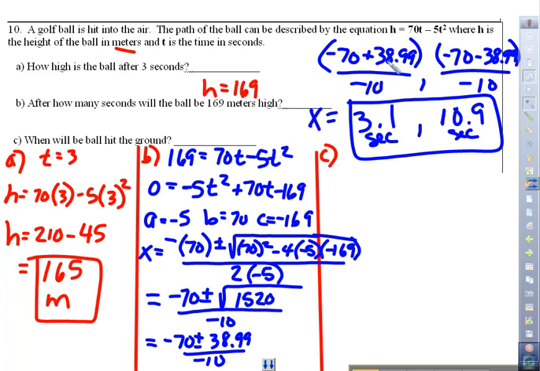Woo! When will the ball hit the ground? What's true of the height when your ball hits the ground? H equals 0. So in this equation, let's put in 0 for H. I choose to factor. I'm going to pull out my GCF, which is 5t. 5t multiplied by what gives you 70t?